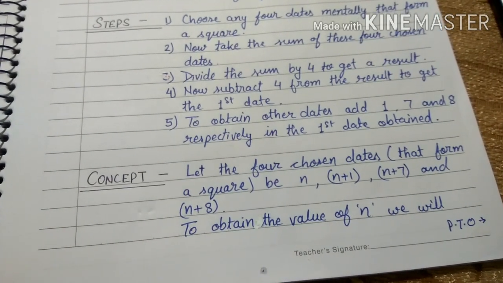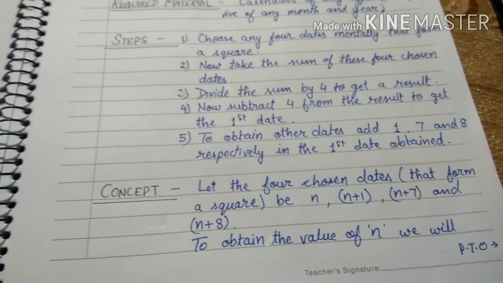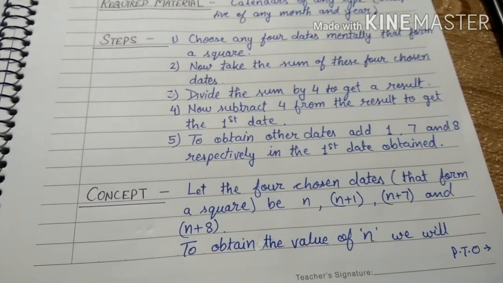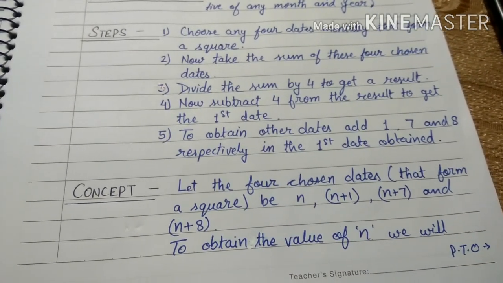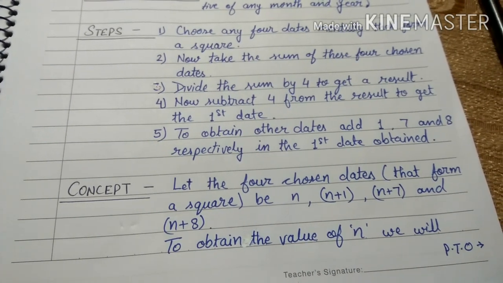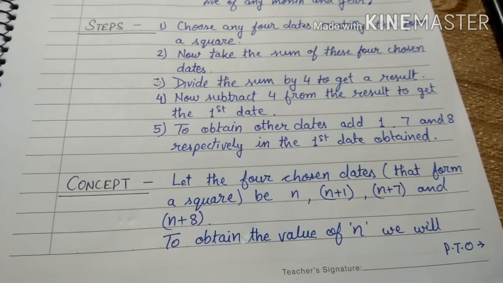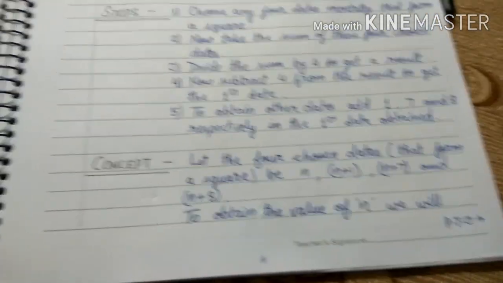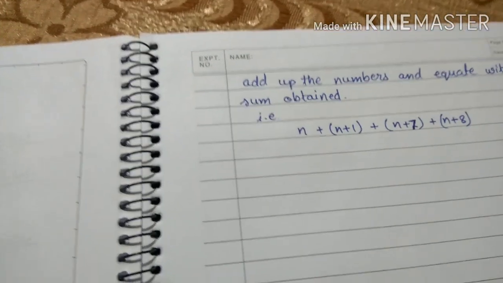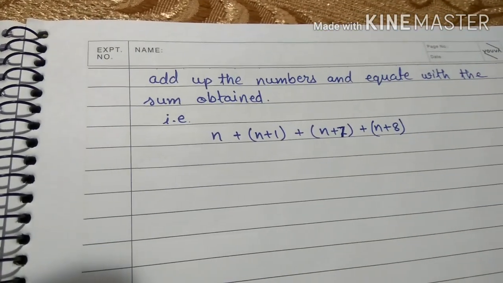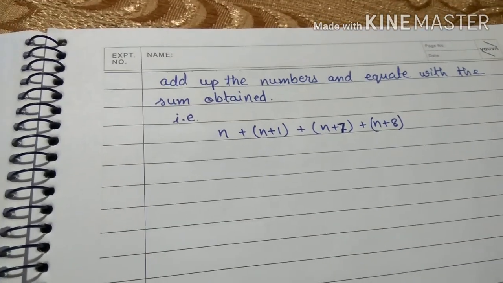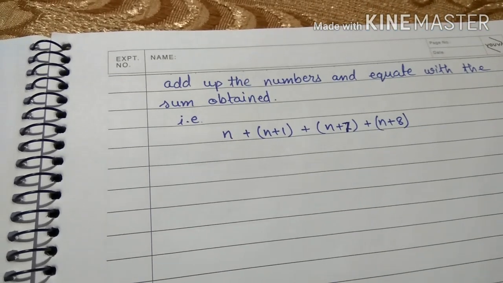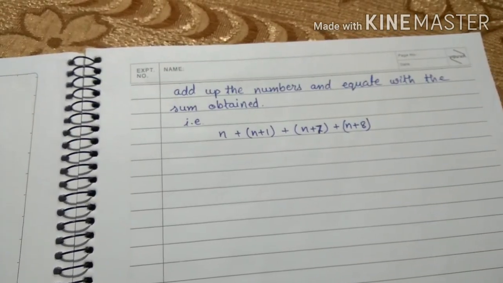Now we will discuss the concept behind this activity. So for that, let the four chosen dates that form a square be n, n plus 1, n plus 7 and n plus 8. To obtain the value of n, we will add all the four numbers and equate with the sum obtained, that is n, n plus 1, n plus 7 and n plus 8.